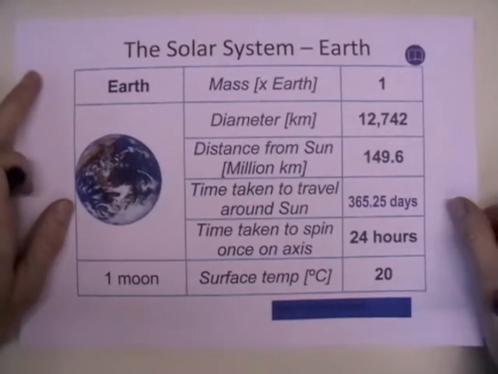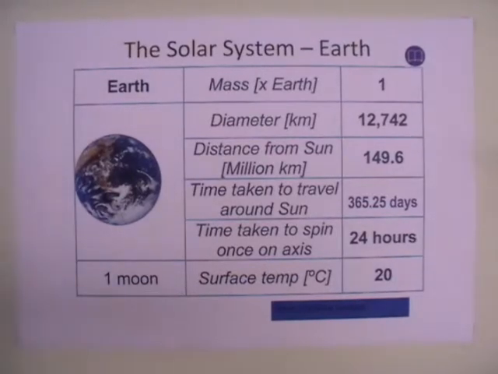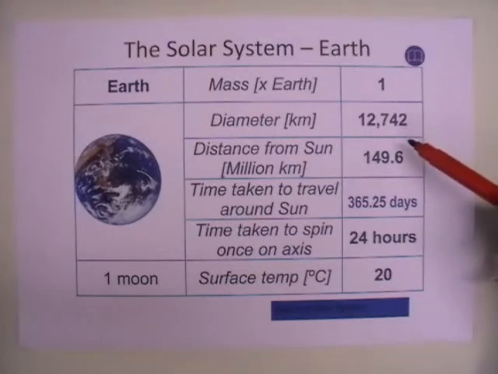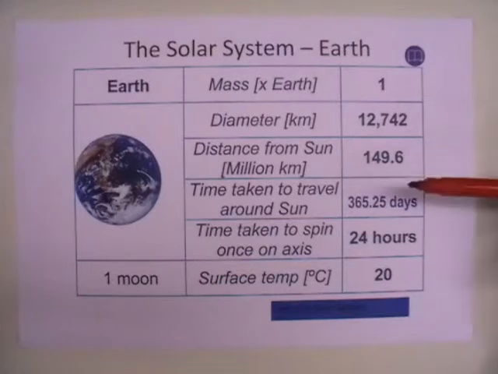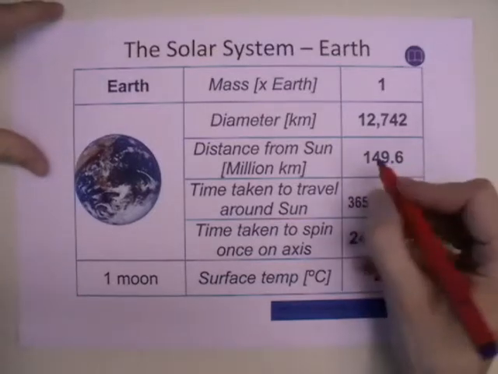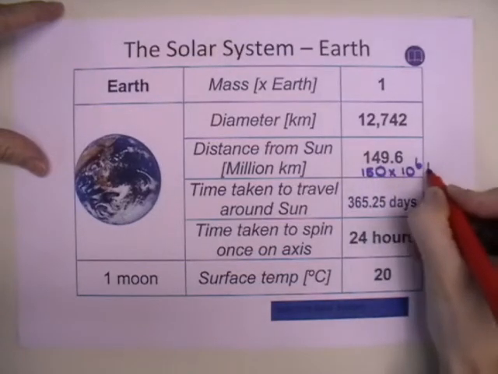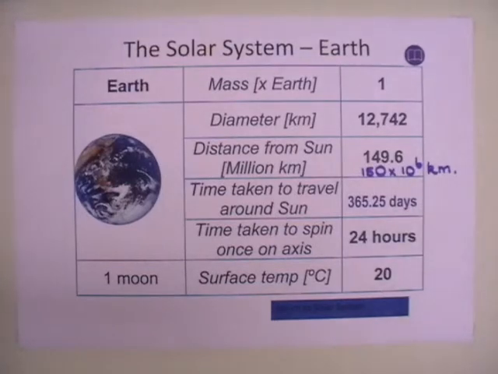So where does the Earth fit into all of this? These are a few facts about the Earth which you don't need to learn, but gives us an idea about the size and so on of the Earth in comparison to the Sun. The Earth has a diameter of 12,742 kilometres. If you remember, the diameter of the Sun was approximately 1,300,000 kilometres, so it's a massive difference. Our distance from the Sun is approximately 150 by 10 to the 6, or million, kilometres. So that's how far away from the Sun we are.